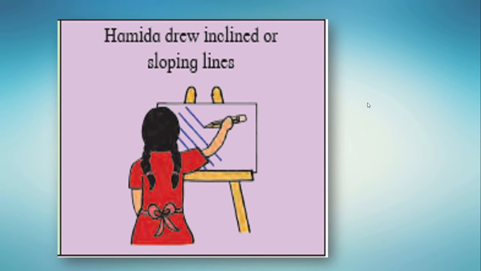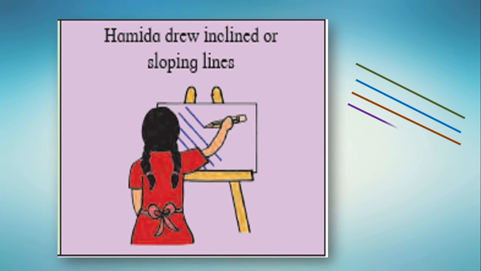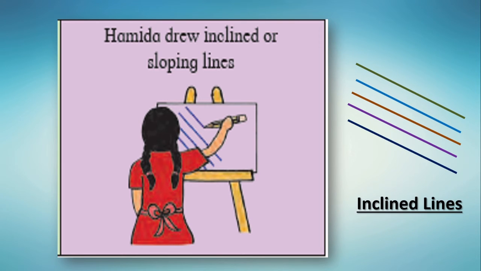Same lines we will draw here. See, this is an inclined line. They move from one corner to another. Right? What is the name? It is called inclined lines or sloping lines or slanting lines. Okay? I hope you understood about this too.